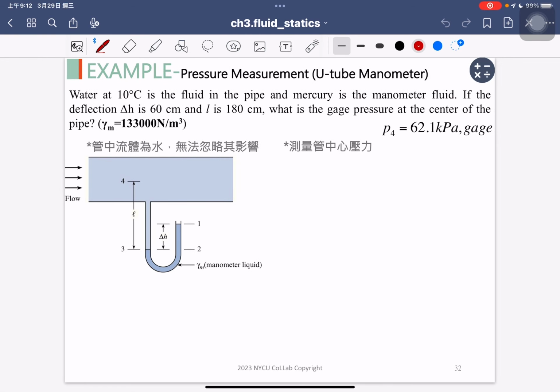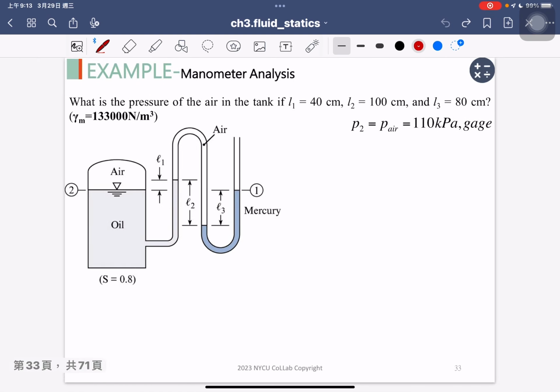So last class, this is the final exercise we have done, and this is just applying the hydrostatic equation to compute the pressure in the flowing fluid. Okay, so the next exercise, we also want to do manometer analysis.